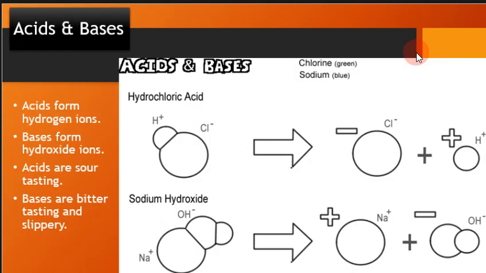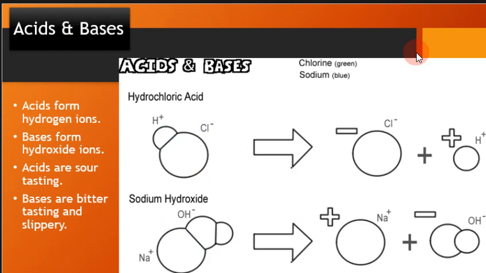So what are acids and bases? Acids form hydrogen ions. So if a hydrogen has one little electron out there and one proton, and it gives that electron away, it's just a positive charge, right? It's just a proton out there. If hydrogen gives away its electron, it's just a floating proton, positive charge. That's called a hydrogen ion.